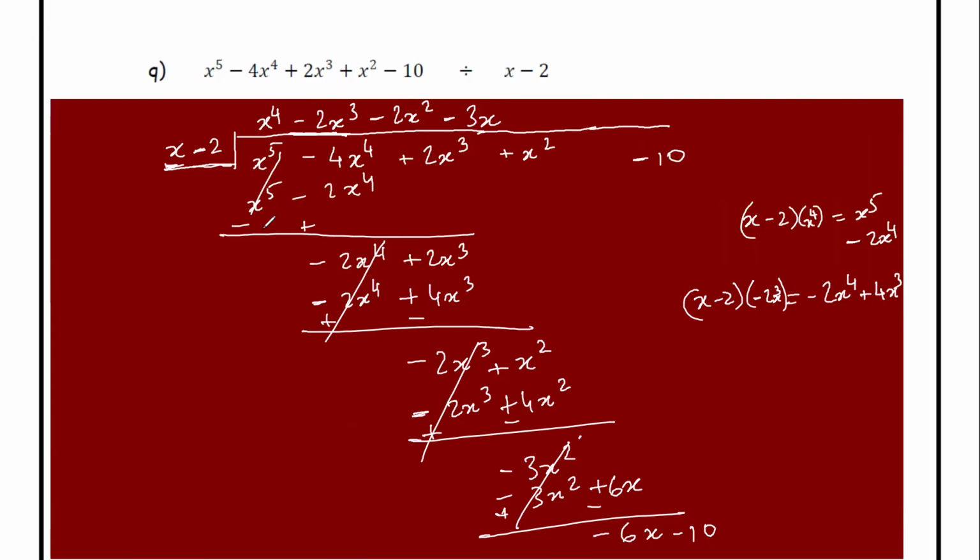And then finally we have minus 6, right? So x into minus 6 is minus 6x. And then minus 2 into minus 6 is plus 12. You change the sign, this cancels. Plus becomes negative, so you get minus 22 as your remainder. And this whole thing is your quotient. So quite a lengthy one compared to the easy ones, right?